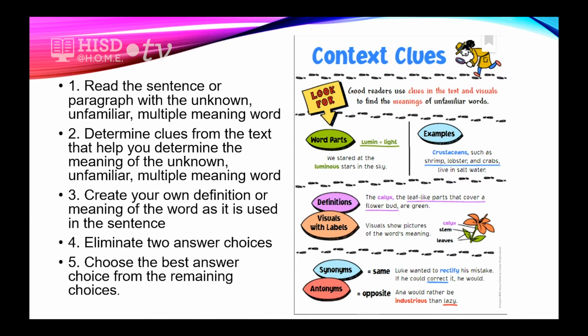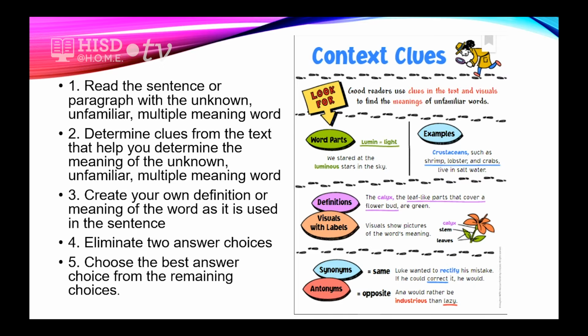Good readers use clues in the text and visuals to find the meaning of unfamiliar words. So they look for word parts, they look for examples, definitions within the sentence, visuals with labels, and synonyms and antonyms.